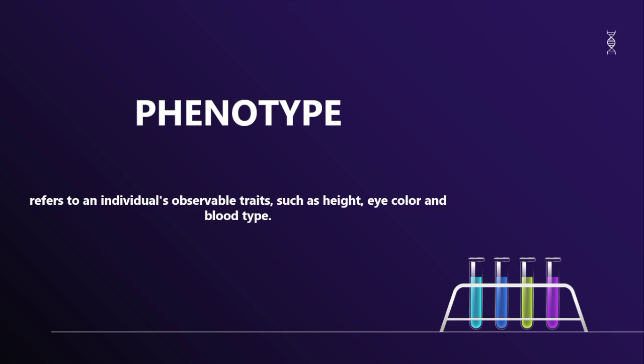Phenotype refers to an individual's observable traits such as height, eye color, and blood type. So phenotype represents the outward, observable characteristics of an individual, for example, their height, color, and blood type. In other words, it is what you can see and measure in an organism. So again, phenotype is what you can see and measure in an organism.